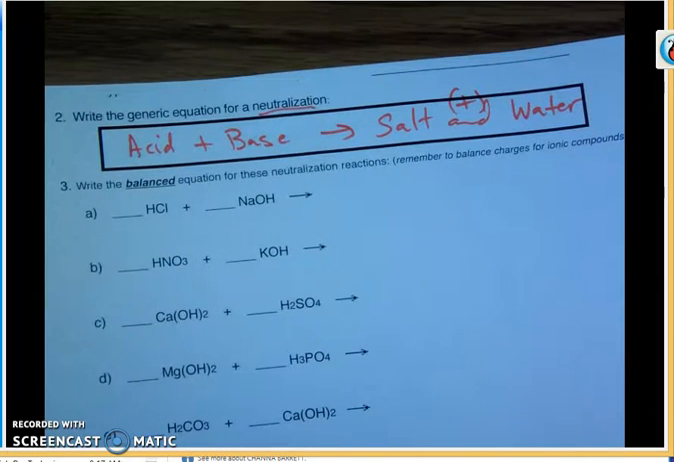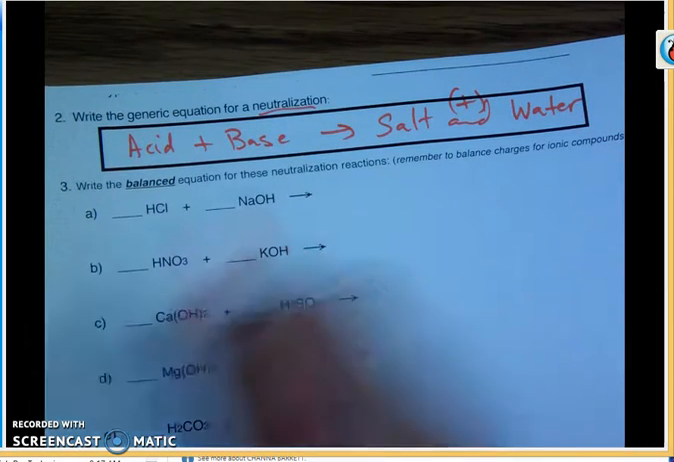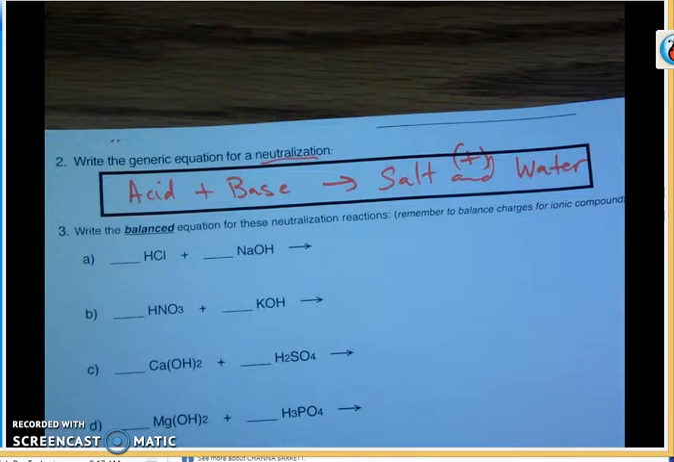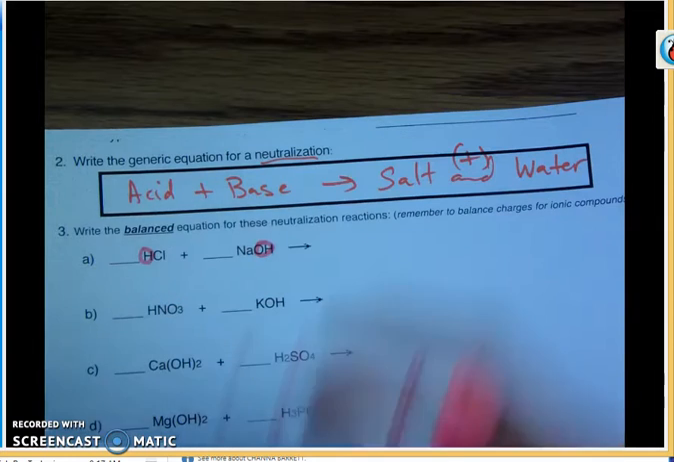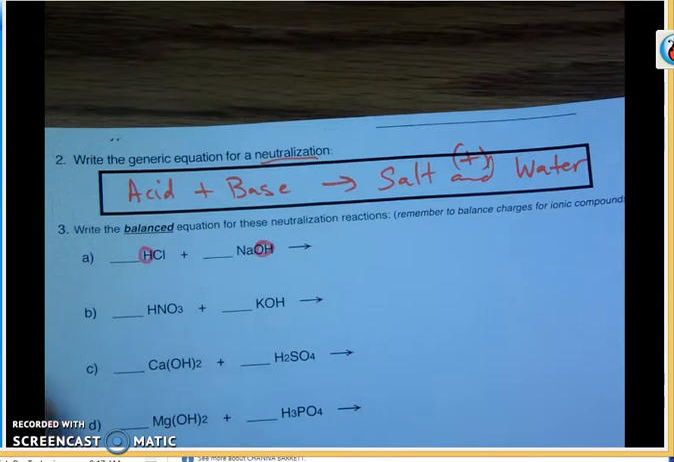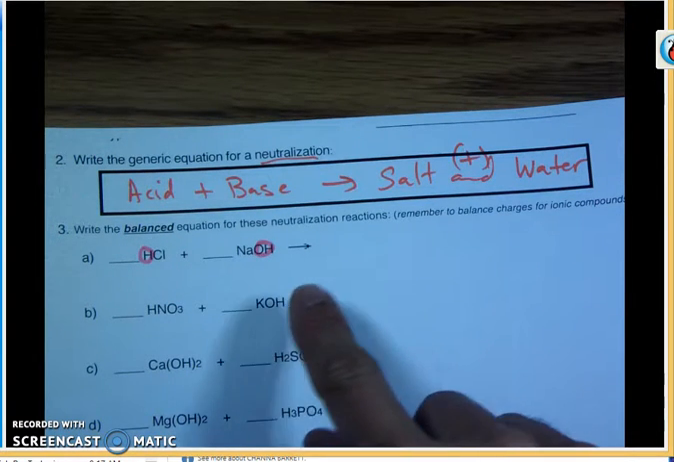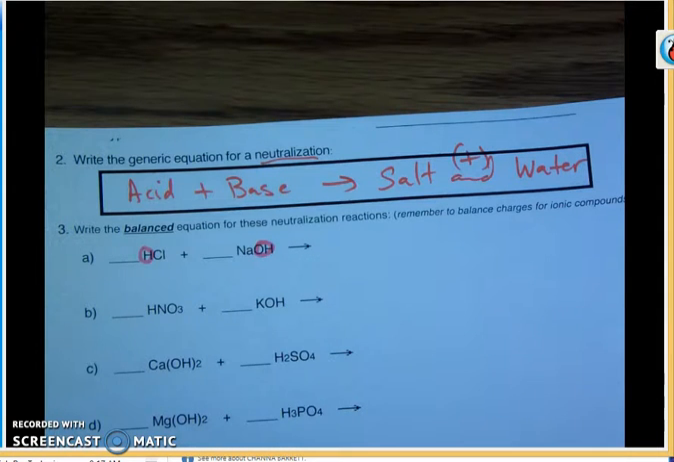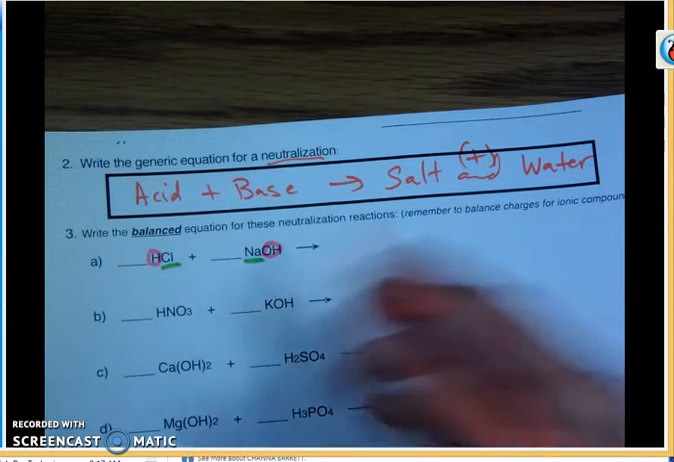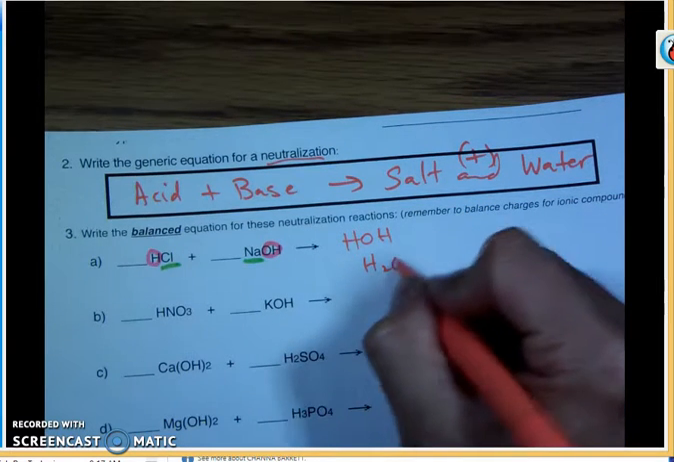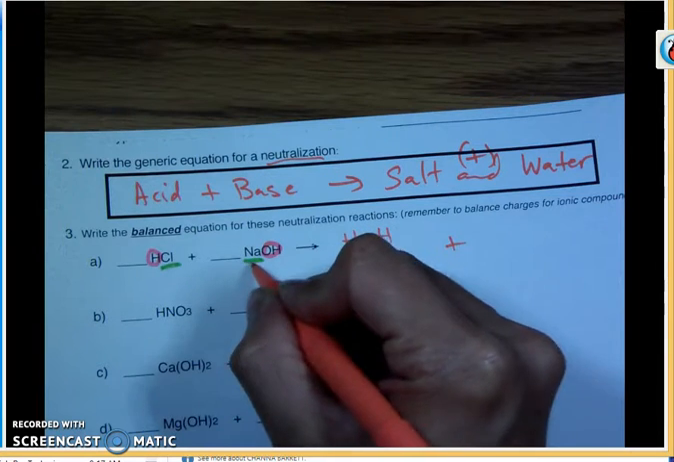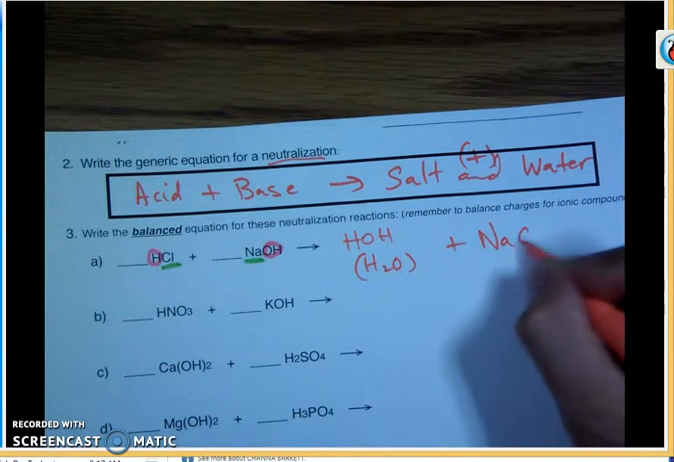And so in this case, like HCl and NaOH, what's going to happen is this is a double replacement reaction. Hydrogen will bond with the OH, and then the Cl will bond with the Na. Okay, a double replacement reaction here. So it's going to be HOH, which is water. There's your water, H2O, plus the two that's left, Na and Cl.